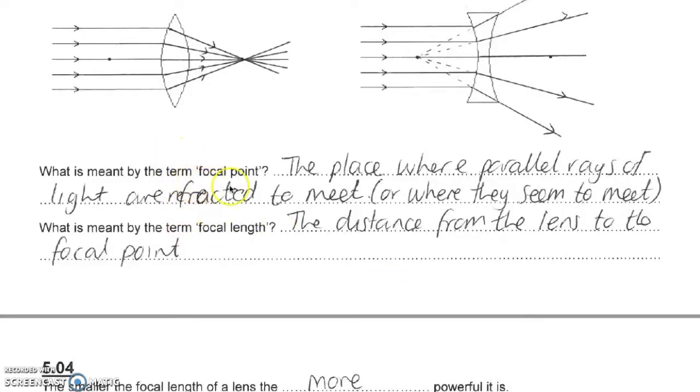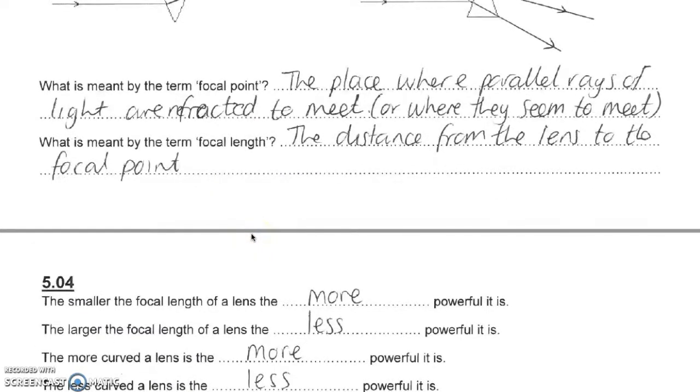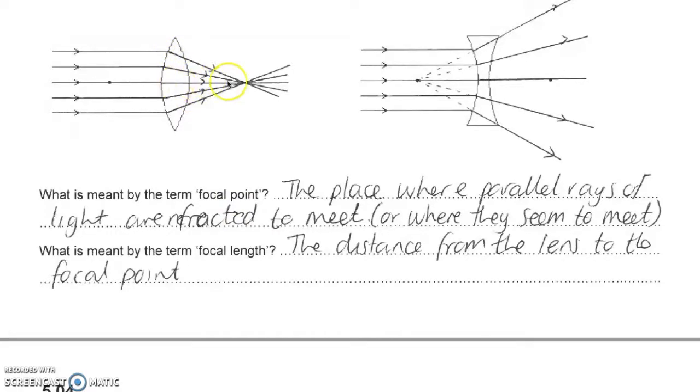So just make sure for your exams you've got the definitions for the focal point and the focal length memorized. We're now going to look at how we can change the length of the focal length. If we increase the width of this converging lens, this is going to move to the left. So it's going to be a more powerful lens.